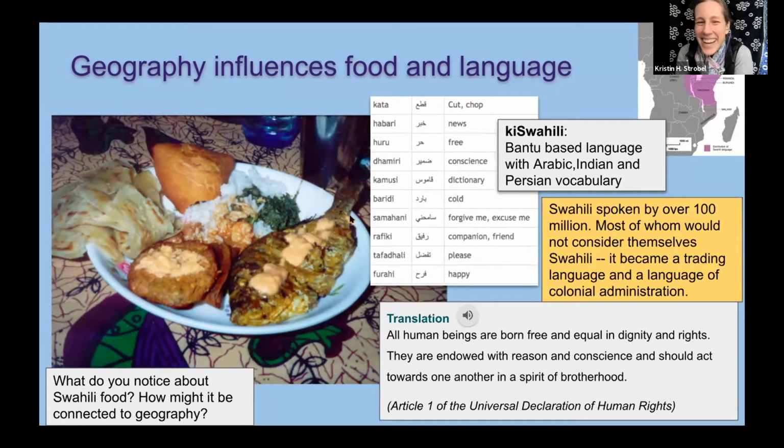So we talked also in the earlier lecture about Swahili being spoken by many, many people that would not consider themselves Swahili, right? Swahili live on the coast. They tend to be Muslim, and tend to be more of an urban culture. But over 100 million people speak Kiswahili, and Kiswahili is the language itself. It is a Bantu-based language, right? It is an African language, but it has Arabic, Indian, and Persian vocabulary as well because it was a trading language. And here's a little bit of how it sounds.